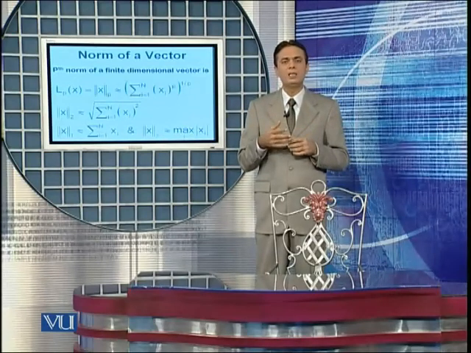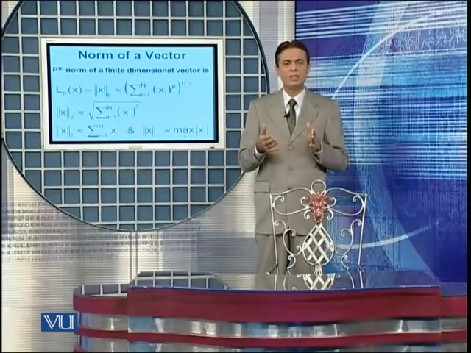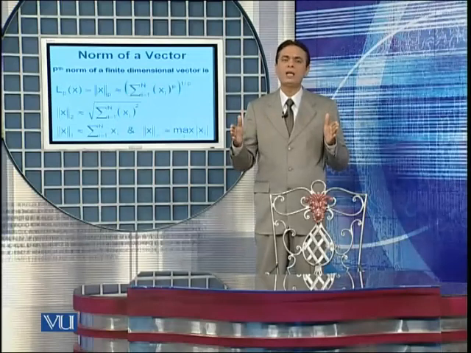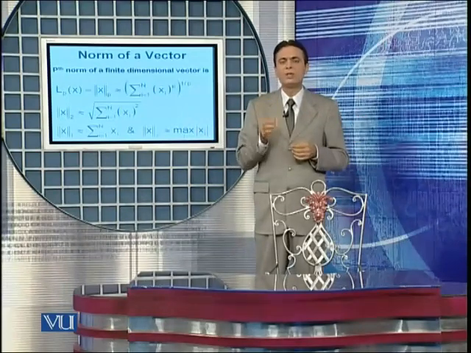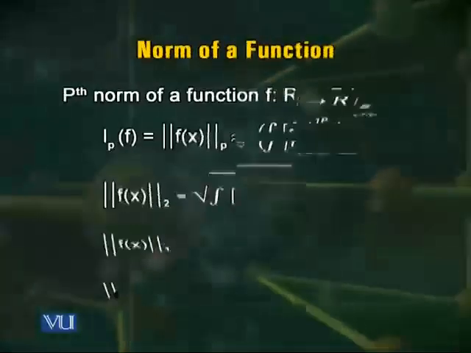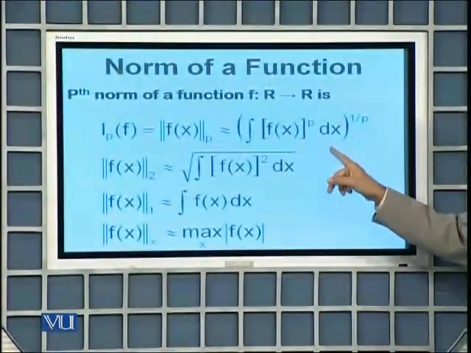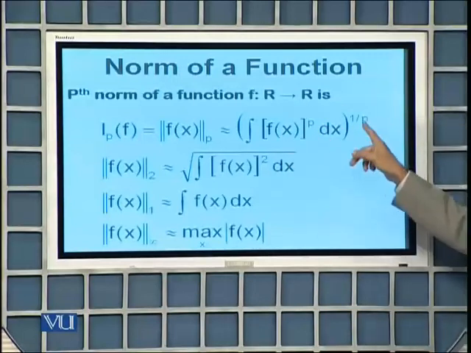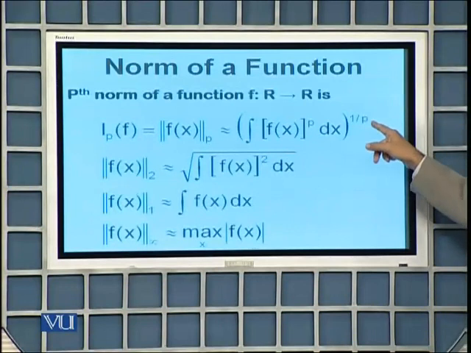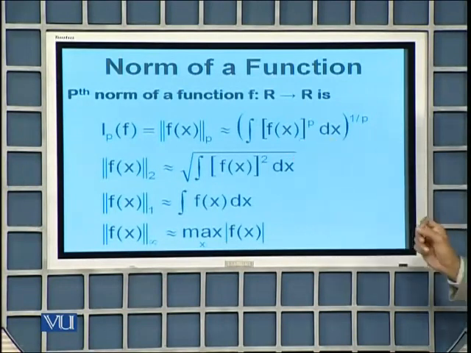Similarly, we can define the norm of a function, where a function is defined over a finite subset of the real line or the whole real line. The definition for the norm of a function can be seen on your screen. It says that the pth norm, the LP norm, of a function defined over a finite or infinite subset of the real line is defined as the integration of the pth power of the function, and the result of the integral is raised to the power 1 over p, or the pth root is taken of the result.